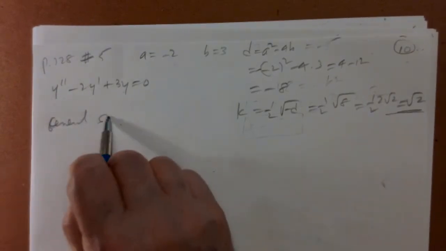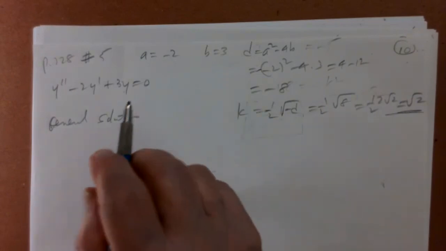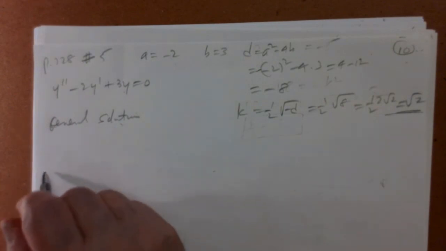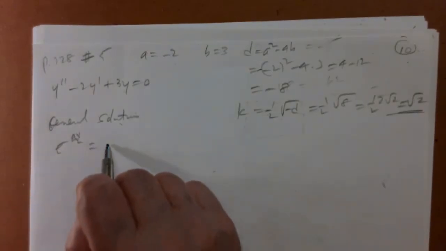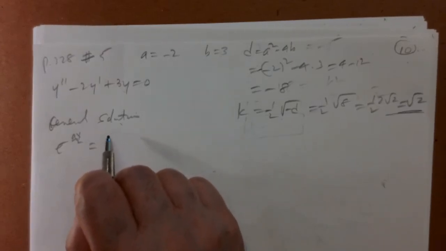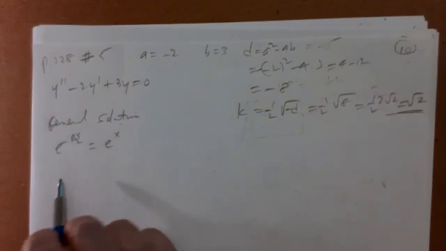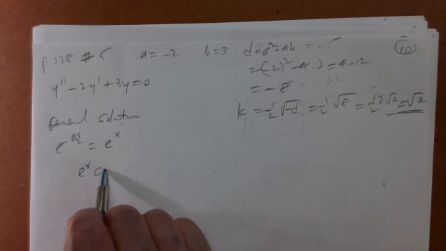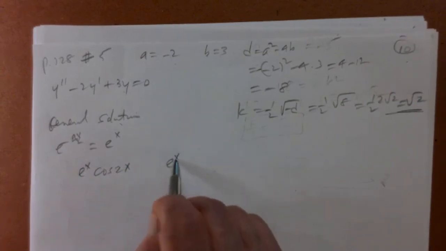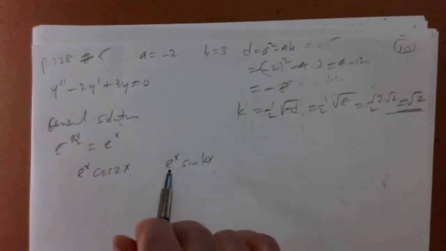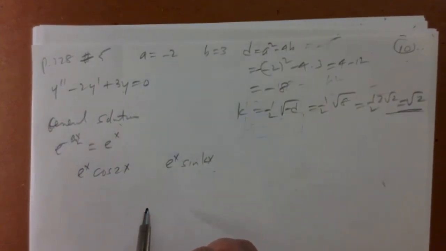So what is the general solution? a is minus 2. So for the general solution, we have two functions. So e to the minus ax over 2 is e to the minus 2x over minus 2, which is just e to the x. So we have e to the x cosine of kx and e to the x sine of kx. And every linear combination of them.